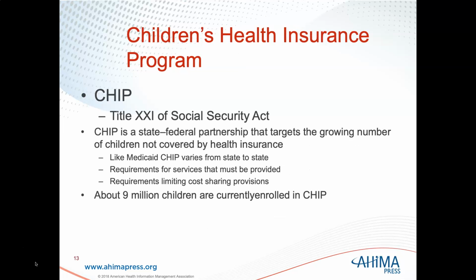CHIP. CHIP is the Children's Health Insurance Program. It's a state-federal partnership, again, part of Medicaid, that targets the growing number of children not covered by health insurance. CHIP is different than Medicaid, but like Medicaid, it varies from state to state. And CHIP says these certain services have to be provided, and it also limits cost sharing provisions. There are currently estimated to be about 9 million children enrolled in CHIP.